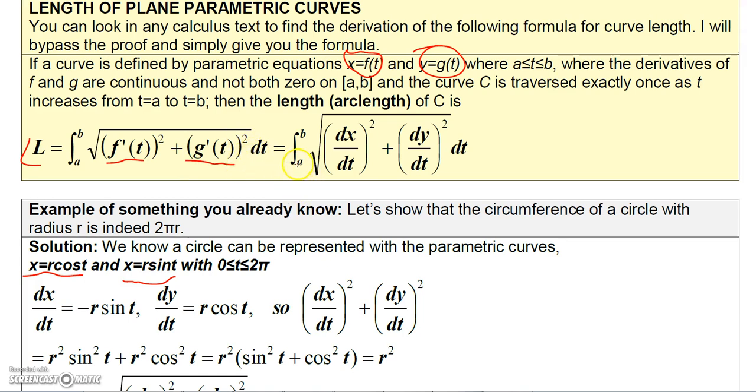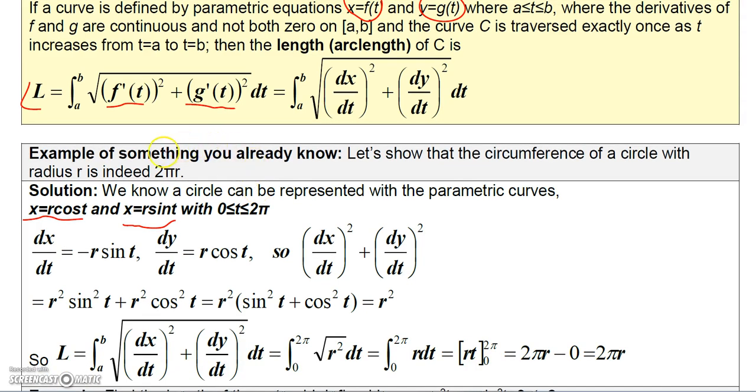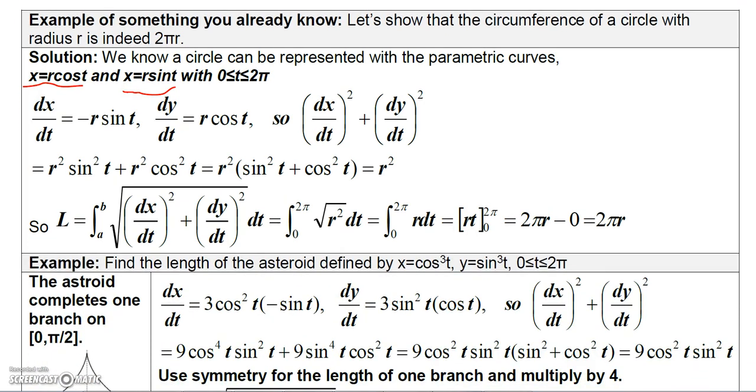Or another way to say that is the integral from A to B of the square root of the derivative of x with respect to t quantity squared plus the derivative of y with respect to t quantity squared dt. So that's the formula we're going to use. The first thing I'm going to do is show you that the circumference of a circle with radius r is indeed 2 pi r. Now, you should know that a circle can be represented by the parametric equations x equals r cosine t and y equals r sine t.